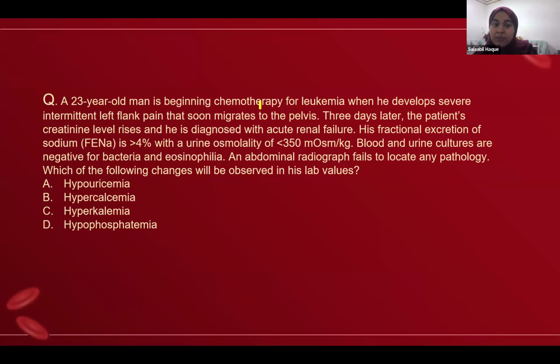A 23-year-old man beginning chemotherapy, very important, for leukemia, develops severe intermittent left flank pain that migrates to his pelvis. Then his creatinine level rises and he is diagnosed with acute renal failure. His fractional excretion of sodium is more than 4%. These values are not really relevant. What's important here is he began chemotherapy and blood and urine cultures are negative, so it's not like pyelonephritis or something like that. His creatinine level is high, so there is some renal compromise as well.